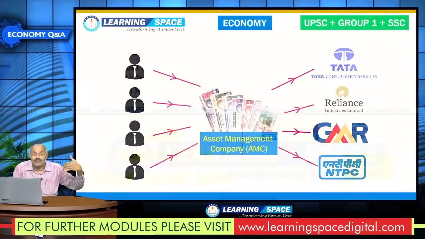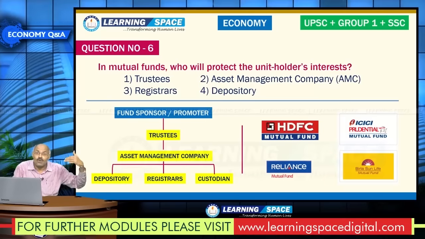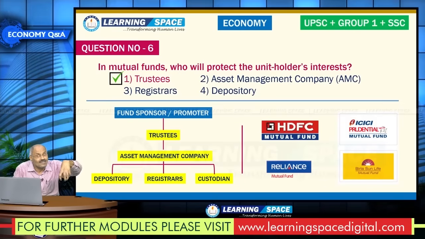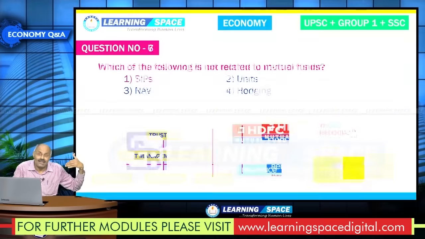So, here in mutual funds, who will protect the unit holders' interests? Here, the unit holders' interests are looked after by the trustees. The fund sponsor or the promoter, whoever wants to promote mutual funds, first appoints trustees, and trustees will look after the interests of the customers. Right? Look into the next one.